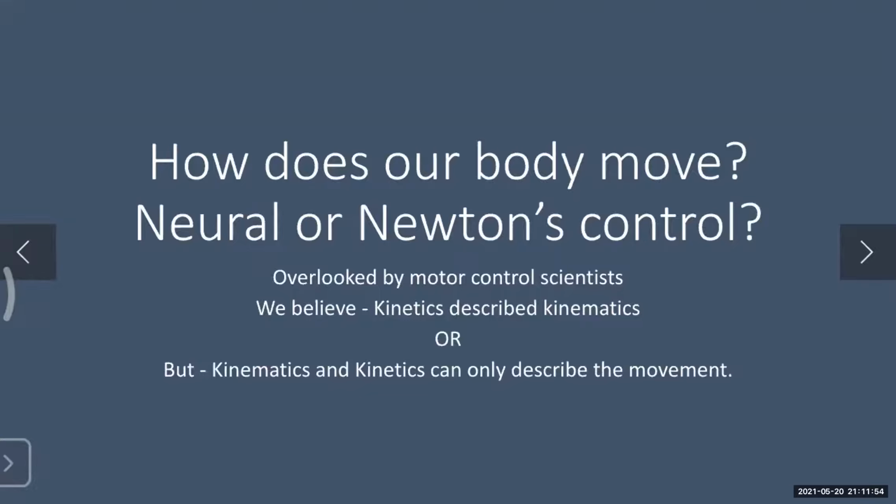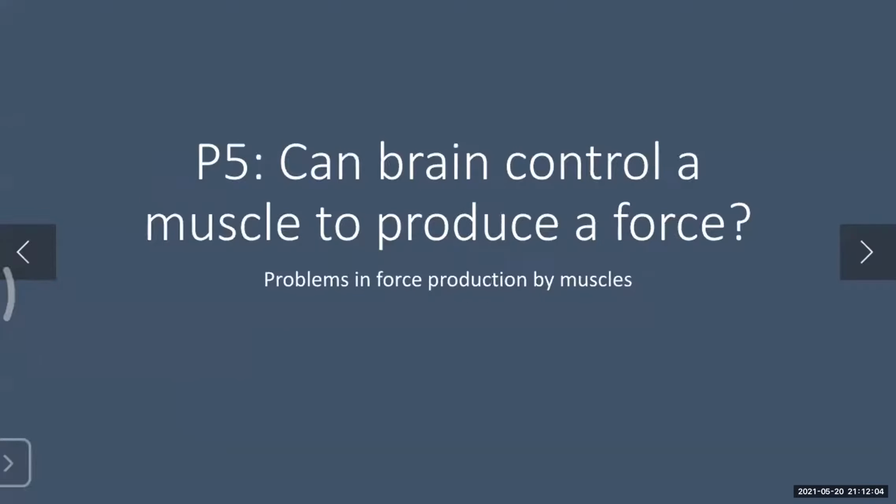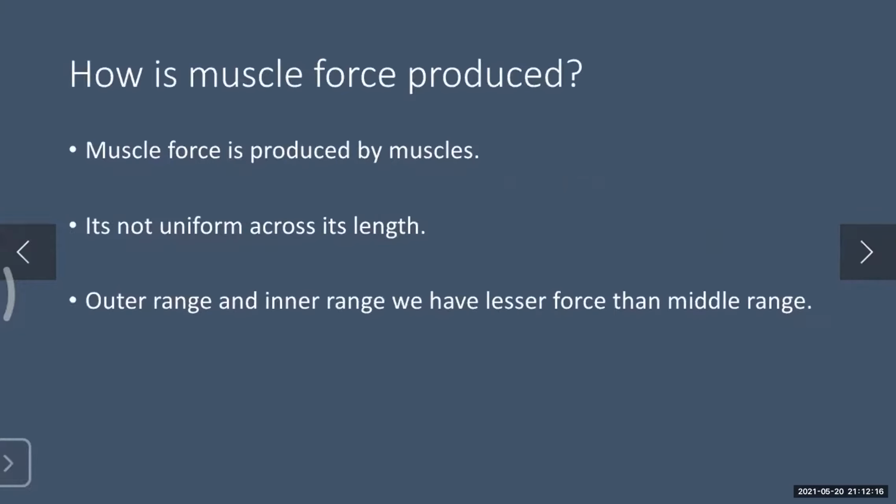It not only needs to control whatever is there within its control, but also the external forces, how they are acting, all these things it needs to know. And we'll come to the last problem, which is: can the brain control a muscle to produce a force? That's the last problem.